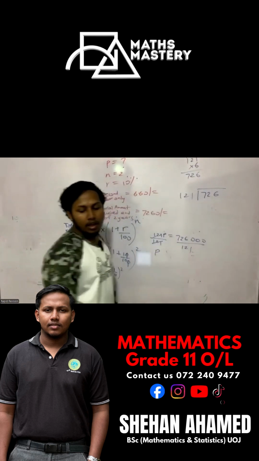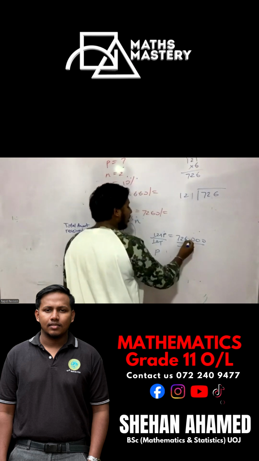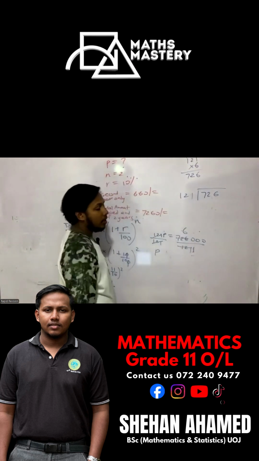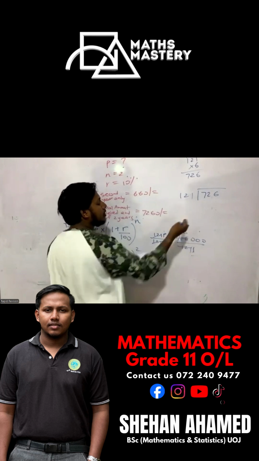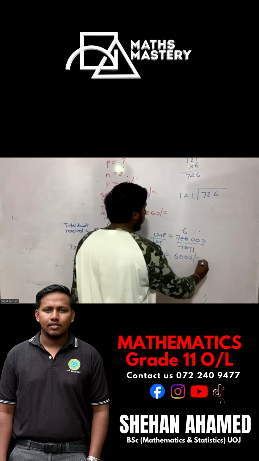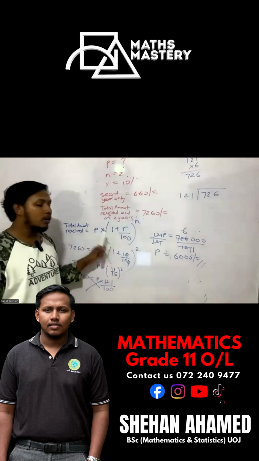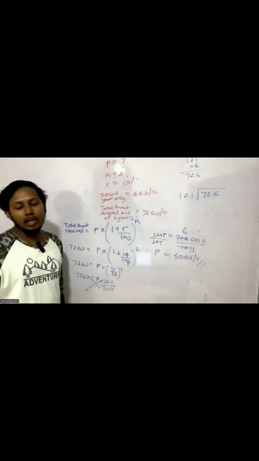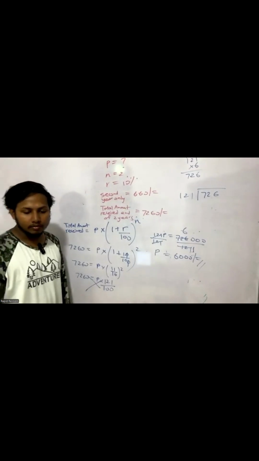Look, we got exactly the answer. So 121 times 6 is 726. So the final answer for the principal amount is 6,000. This is a very easy method, but you have to remember this equation. If you remember this equation, you can do this quickly.